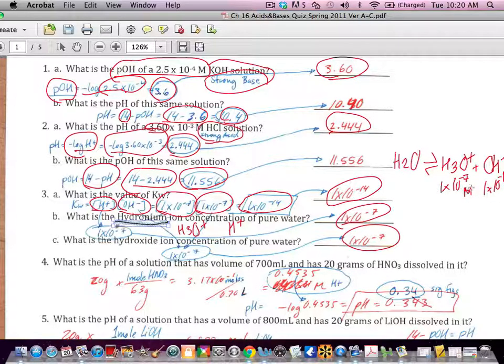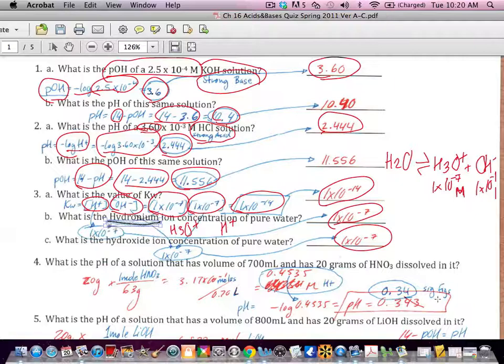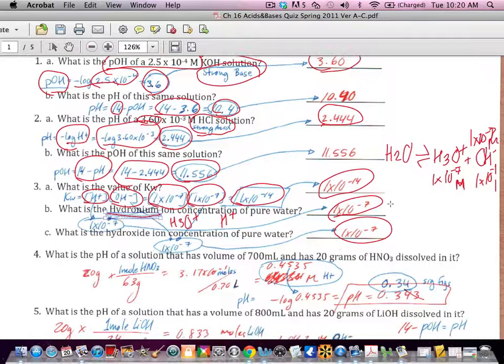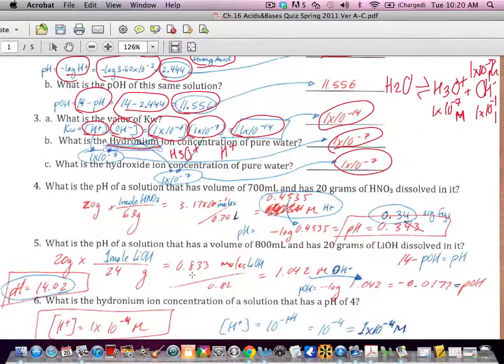It's supposed to be an M. It's a terrible M. I ran out of room to write that. Okay. But 1 times 10 to the minus 7 for both of these. Okay? For the OH and for the H3O plus in pure water.